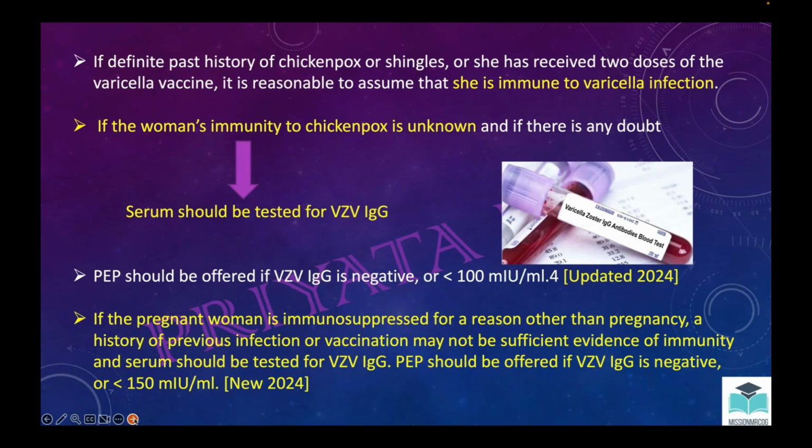But if the patient has immunosuppression for a reason other than pregnancy, in that situation, if the varicella zoster is negative or the value is less than 150, they should be considered as a candidate for the post exposure prophylaxis. Okay, so these are the few things that are different and updated in this new guideline.